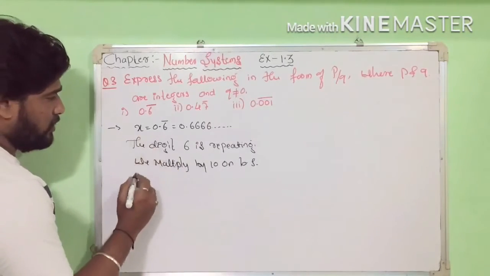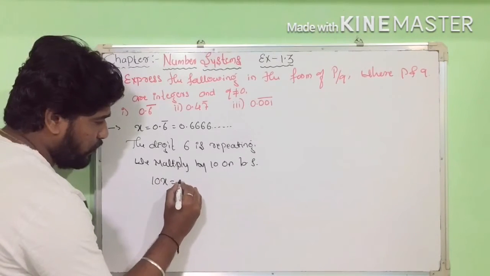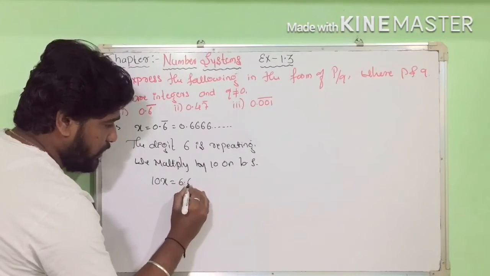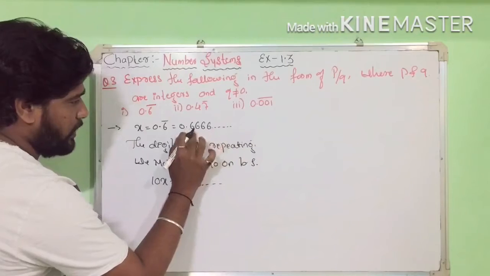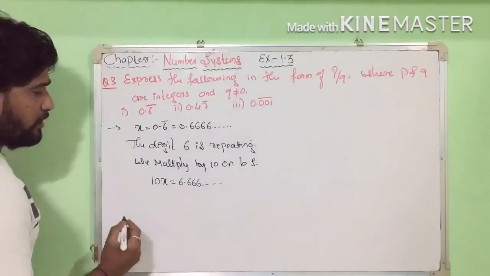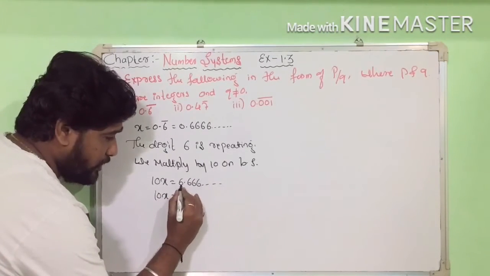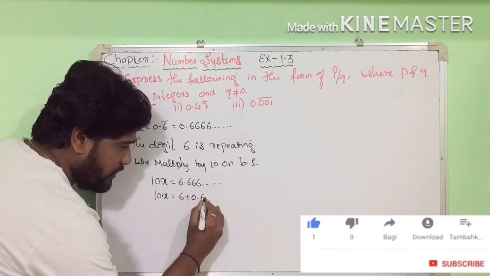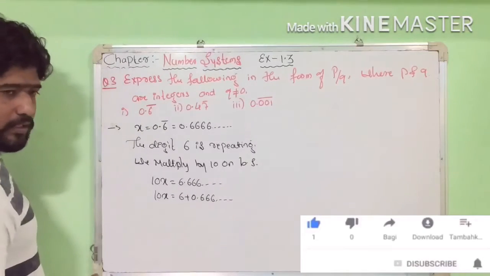right? So next, here 10x is equal to 6.666. So when we multiply by 10, it becomes 6.66. The point comes here, right? So now 10x is equal to 6.66. We can write 6 plus 0.666. So add these two, we will get the original, right?